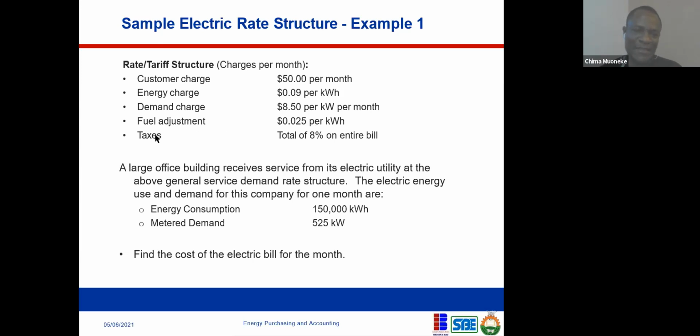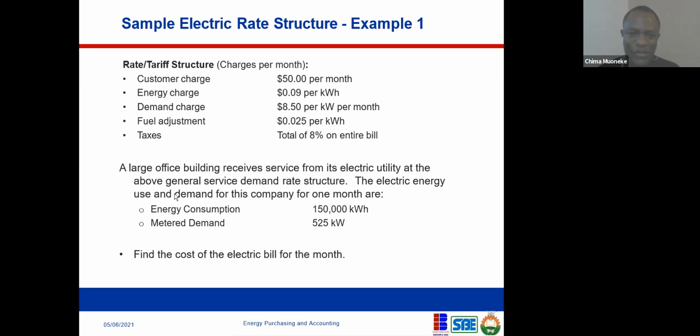Then, of course, you have the taxes, a total of 8% on the entire bill. Remember that in Nigeria here, VAT is 7.5, right? But in this case, the tax here is 8%. So now, a large office building receives services from its electric utility at the above general service demand rate structure, based on all of these criteria.